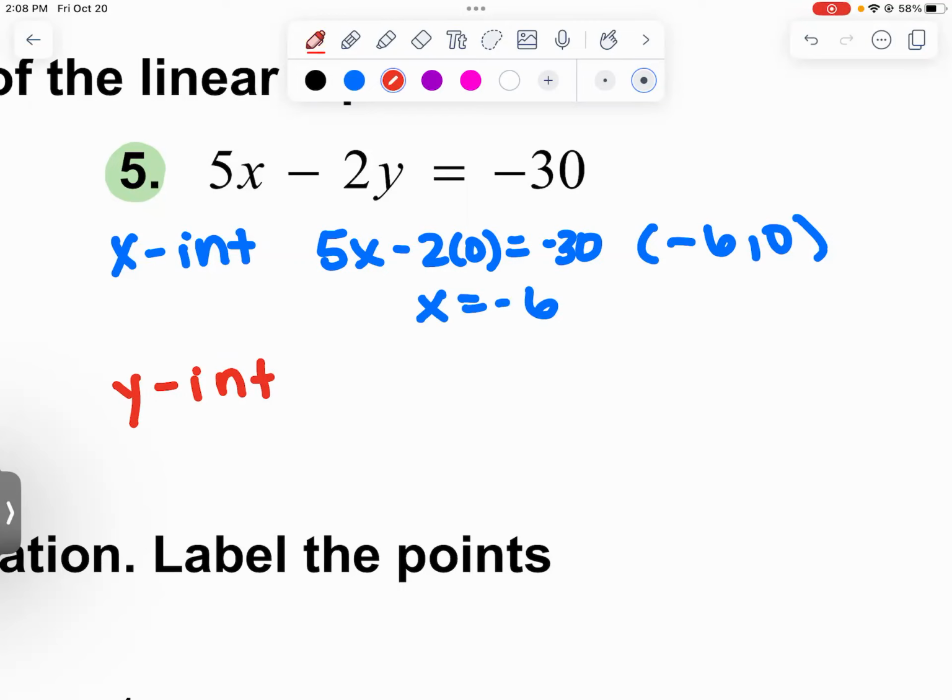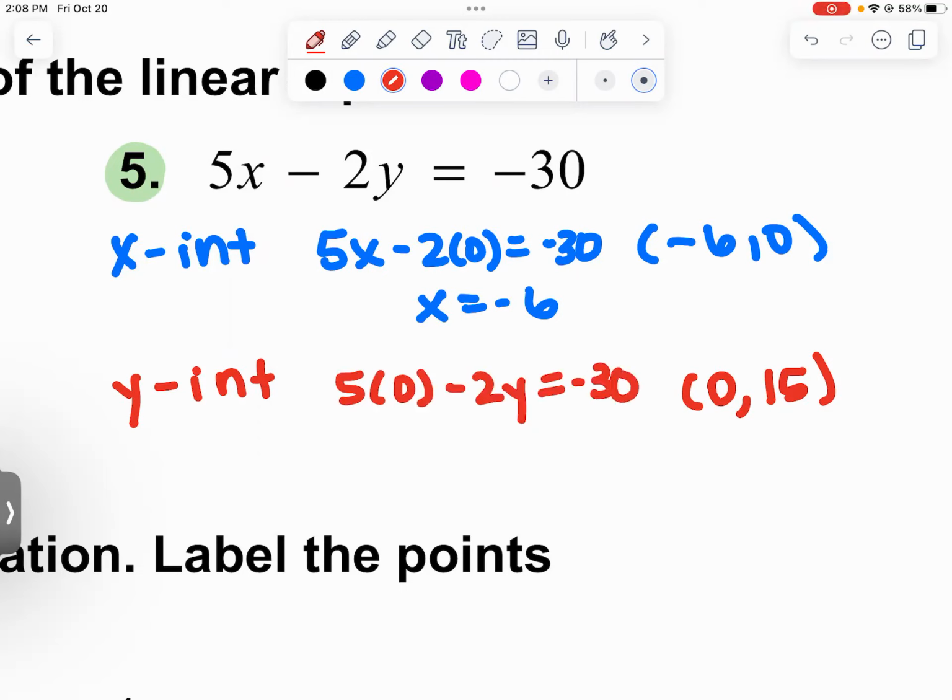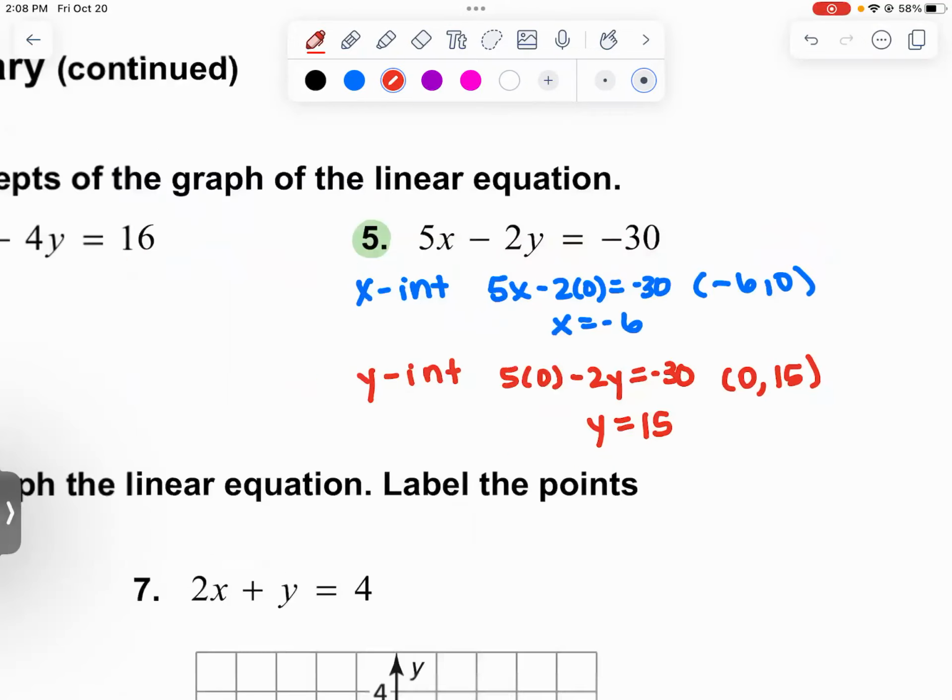Our Y intercept. Dave, what did you get? It's 0, 15. Okay. Thumbs up or thumbs down? Did you get 0, 15? Okay. 5 times 0 minus 2y equals -30. The 5 times 0 is now gone. -2y equals -30. So y equals 15.